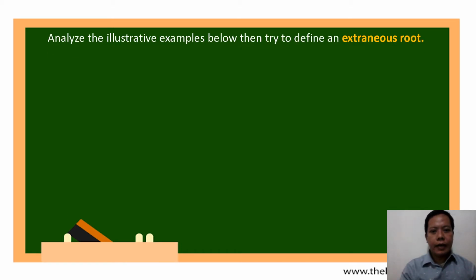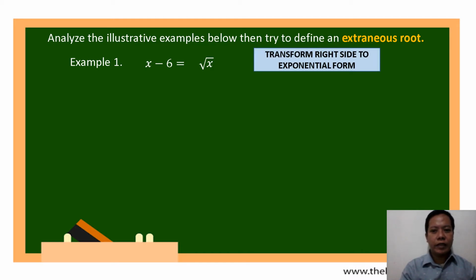Okay, analyze the illustrative examples below, then try to define an extraneous root. Example number 1: x minus 6 is equal to the square root of x. To simplify this, we're going to transform the right side of the equation into exponential form, from radical form to exponential form.